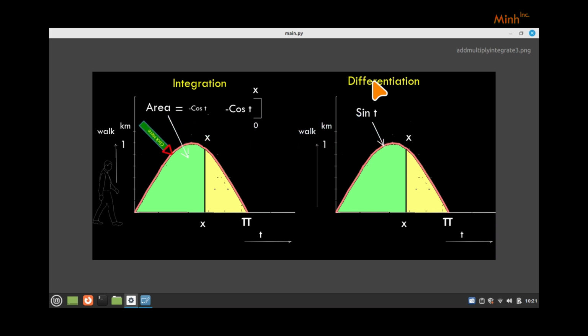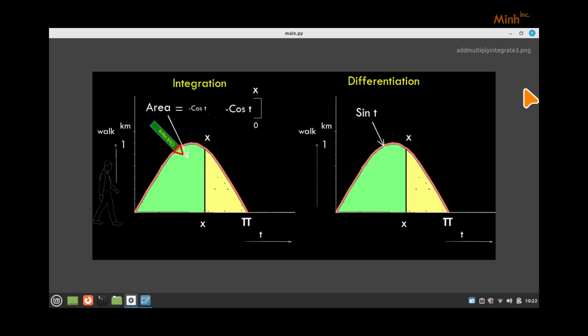Okay, like if a person is walking in a kind of sine wave, it starts from 0 and after some time he reaches maximum, that is 1, and then he decelerates and his speed comes back to 0. At any moment x, how many kilometers he has walked, that is the area that we see in green. So if the equation is sine t, then the area would be the integration of sine t, that is minus cos t, between x and 0. So this is the area that he walked.